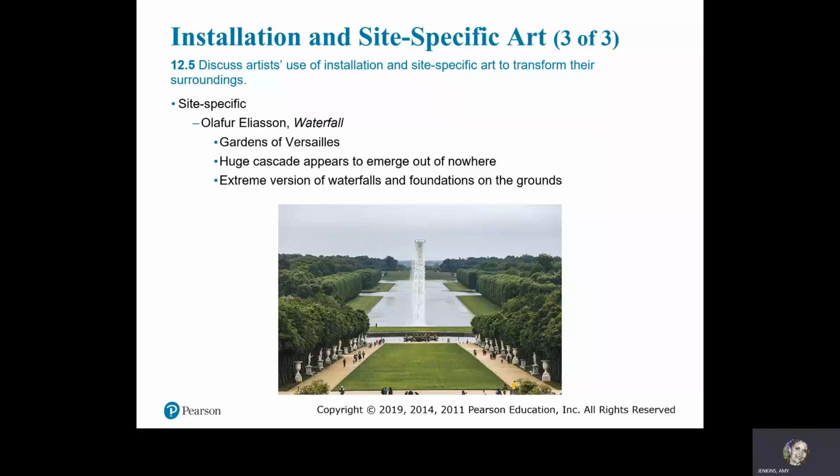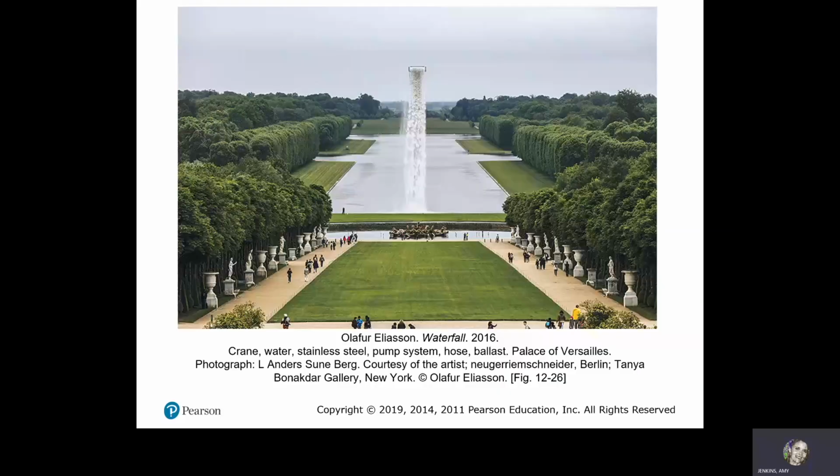Site-specific work. Olafur Eliasson's Waterfall resembles the gardens of Versailles. A huge cascade appears to emerge out of nowhere. It's an extreme version of the waterfalls and fountains on the grounds. 2016, crane, water, stainless steel, pump system, hose, ballast, at the Palace of Versailles.